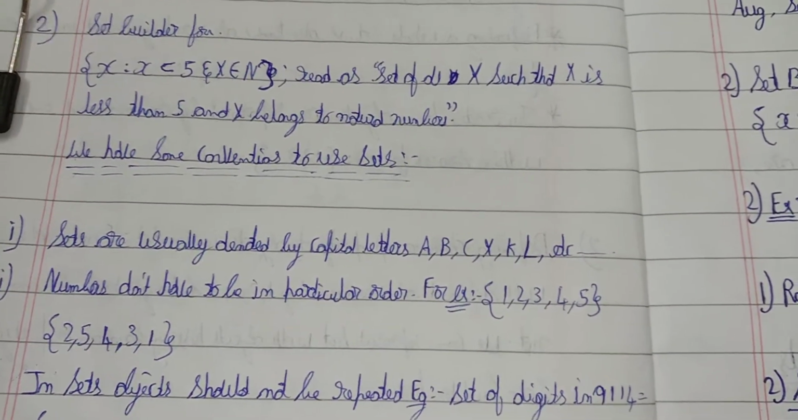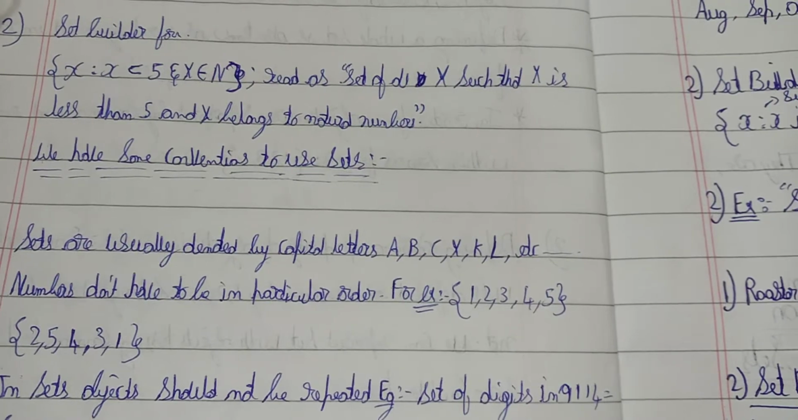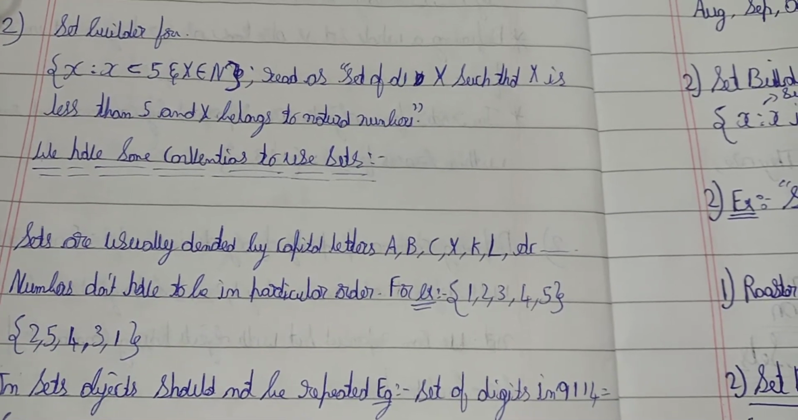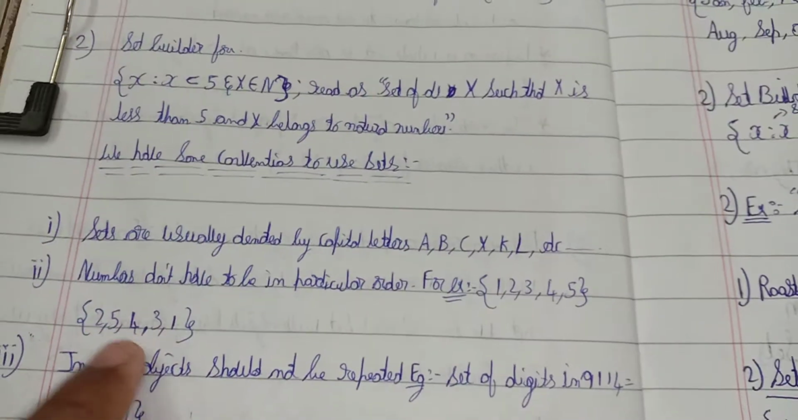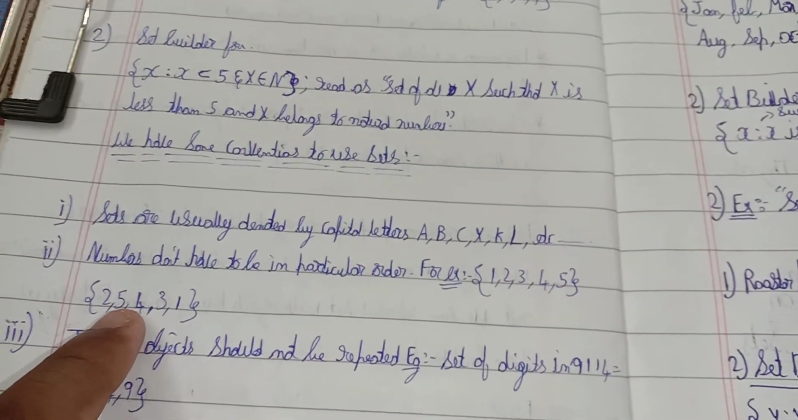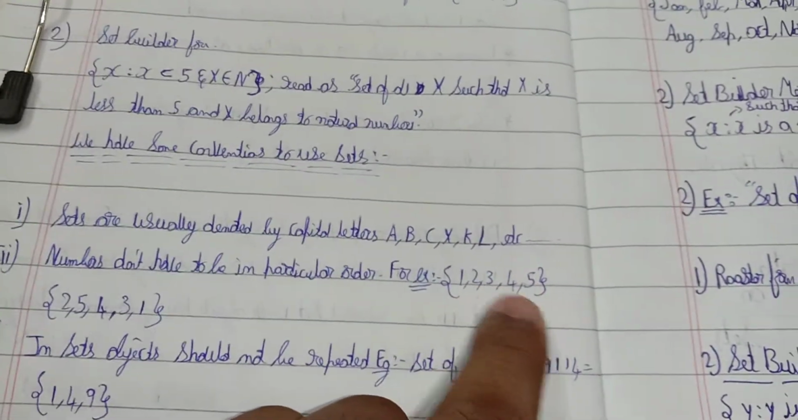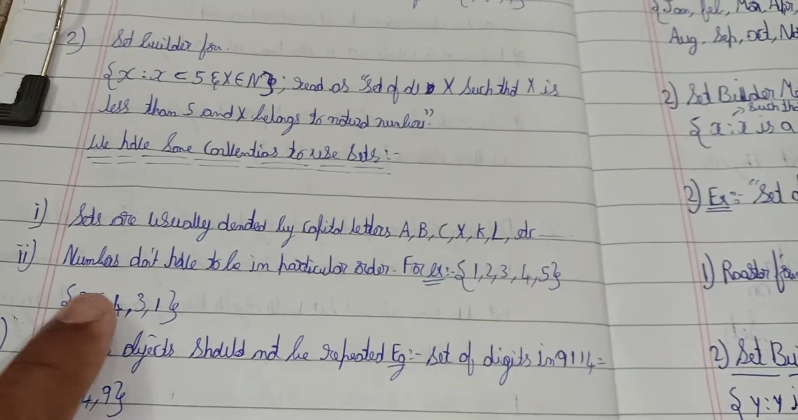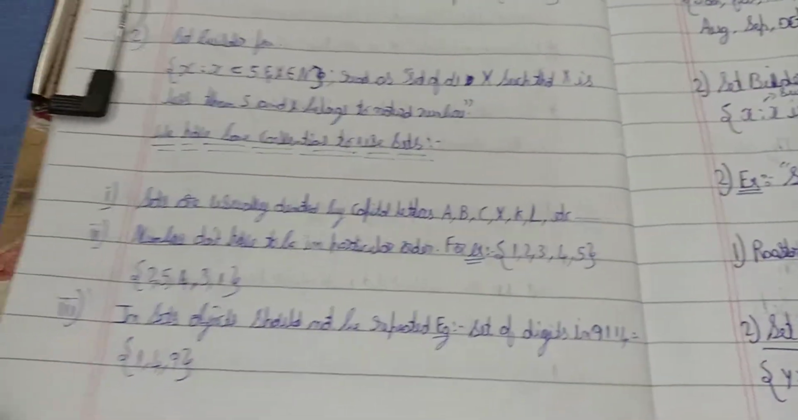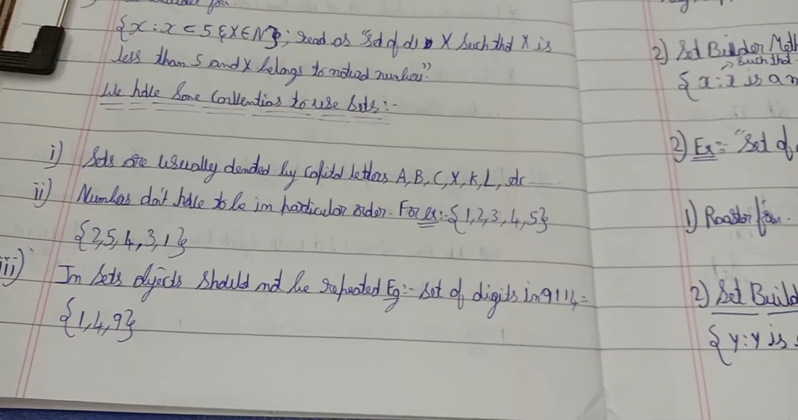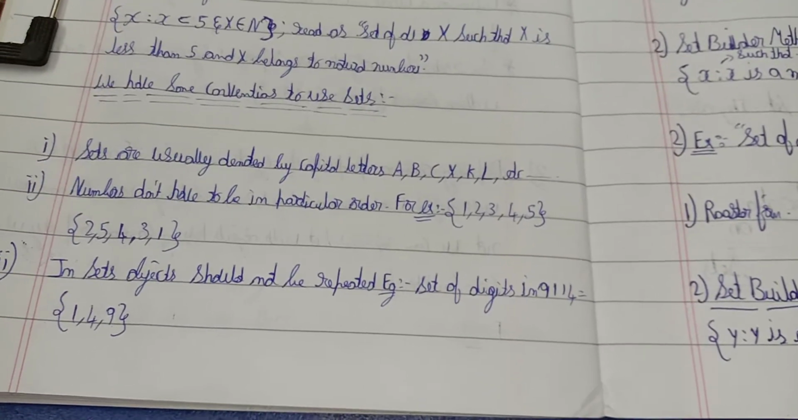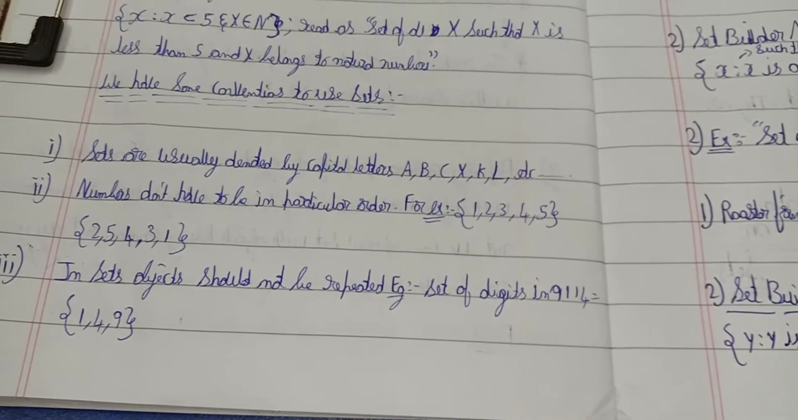The second point is that numbers don't have to be in a particular order. For example, 1, 2, 3, 4, 5 or 2, 5, 4, 3, 1. It is not necessary to keep them in order, friends. If they gave 1, 2, 3, 4, 5, you can write 2, 5, 4, 3, 1 also. There is no objection. The third point is that in sets, objects should not be repeated. Example, the set of digits in 9, 114, 149.